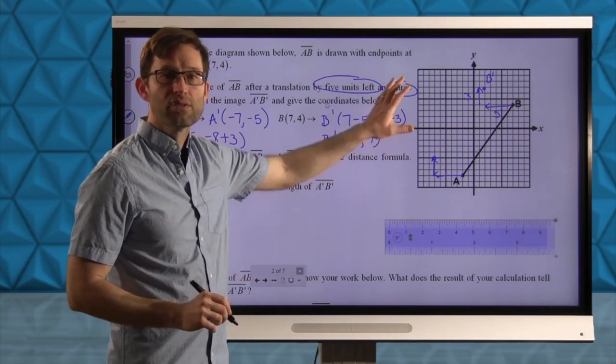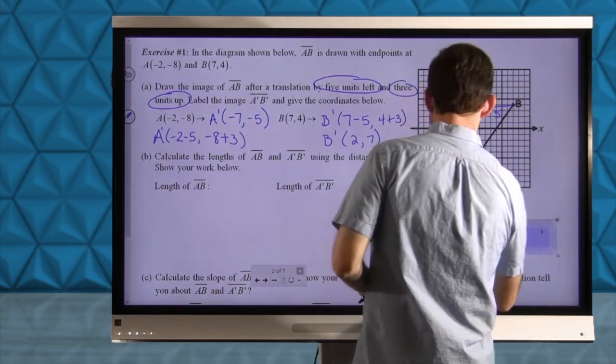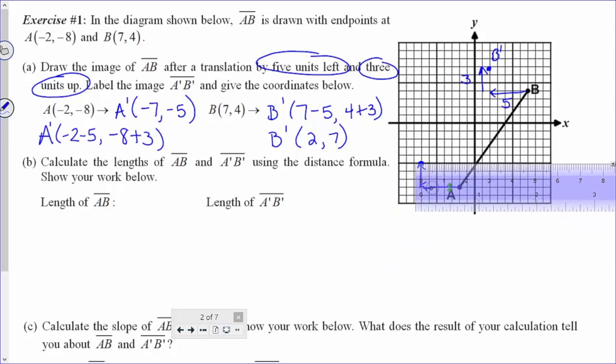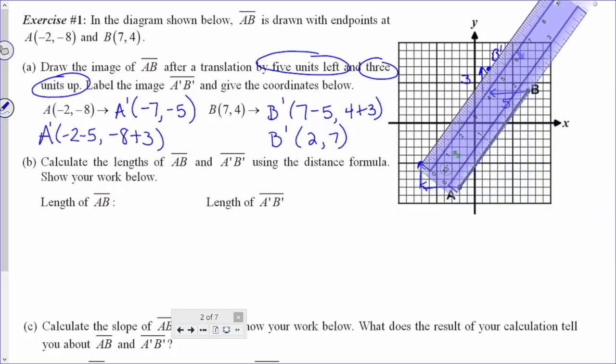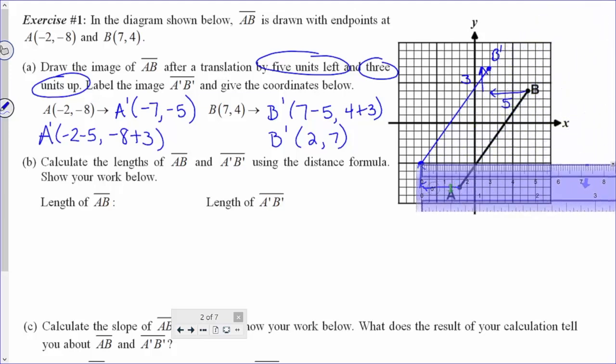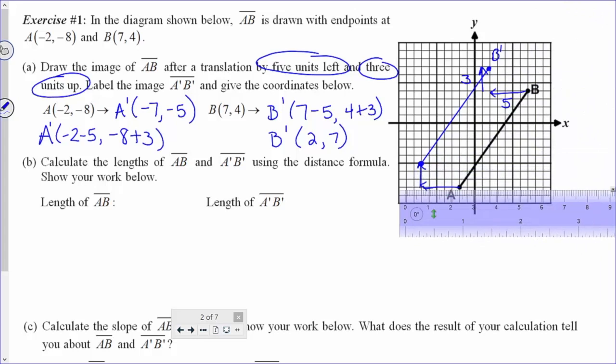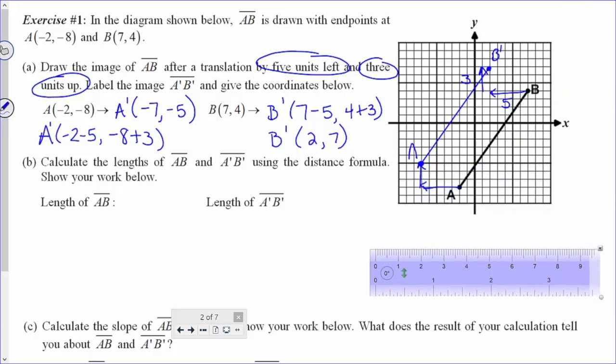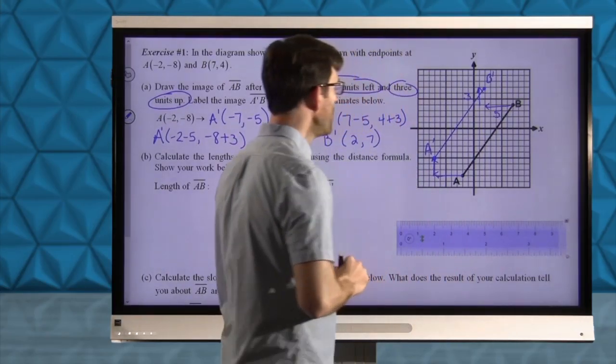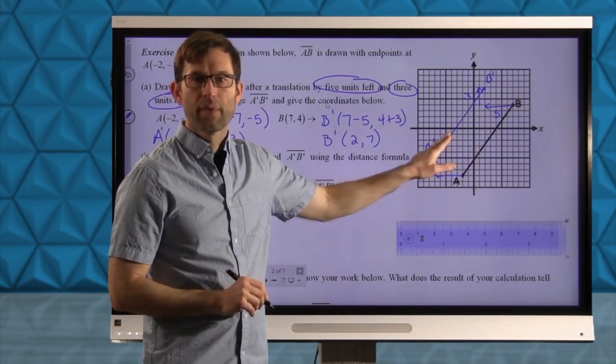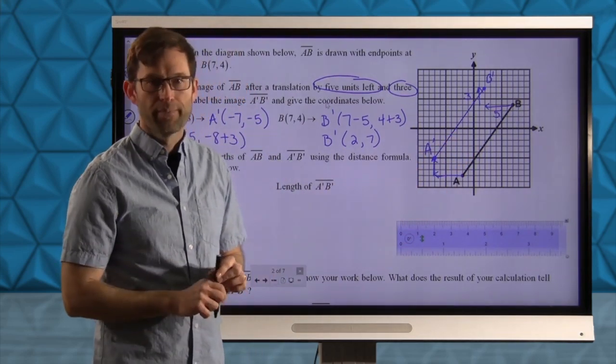My last little piece is just to connect those two using a line segment, so why don't we do that? I'll go back and label A prime in just a minute. And there is my line segment. Okay, label my A prime. So we've got line segment AB and line segment A prime, B prime.